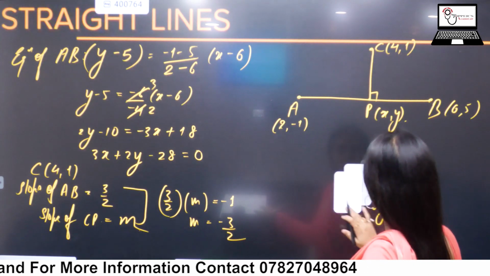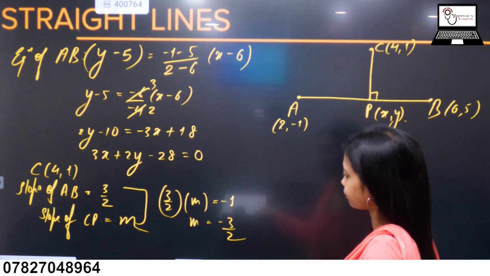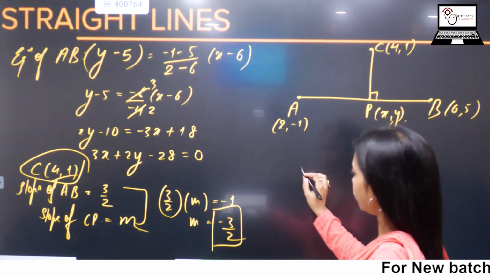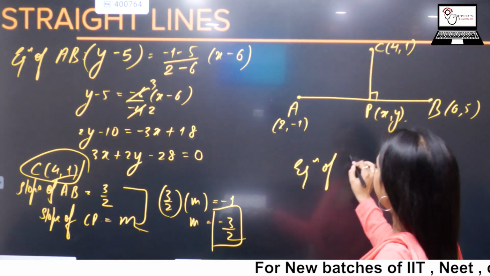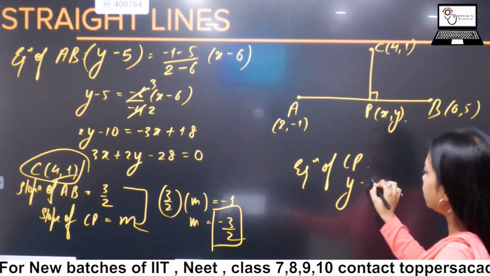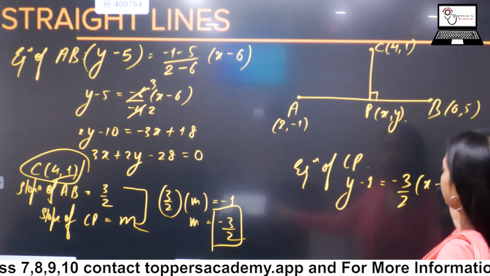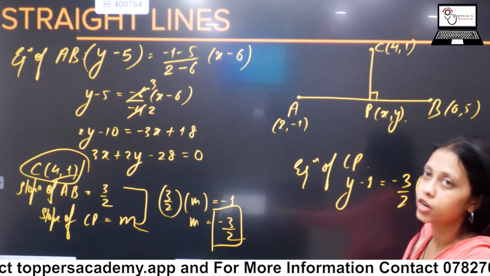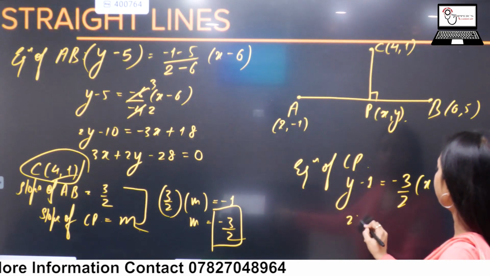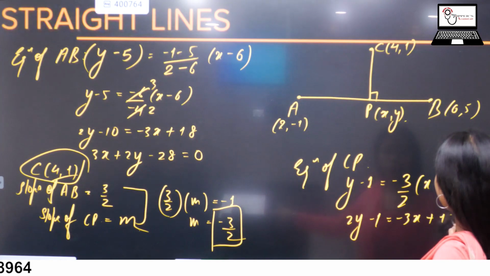So we have a slope, we have a point, I can find the equation of CP: y minus y1 is equal to slope times x minus x1. 4 comma 1 is x1 comma y1 and the slope is minus 3 by 2. It becomes 2y minus 2 is equal to minus 3x plus 12.